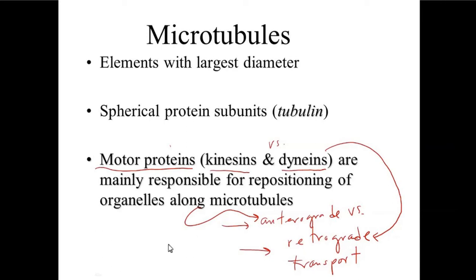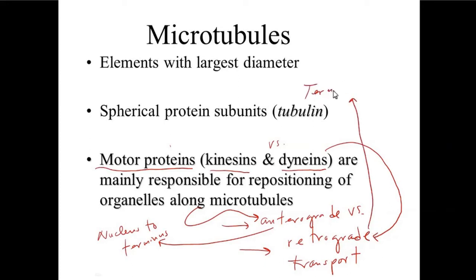So anterograde is going from the nucleus to the terminus, and retrograde is obviously the opposite, terminus to nucleus, and with their respective, or pertinent, I should say, motor proteins: kinesins with anterograde and dyneins with retrograde transport.